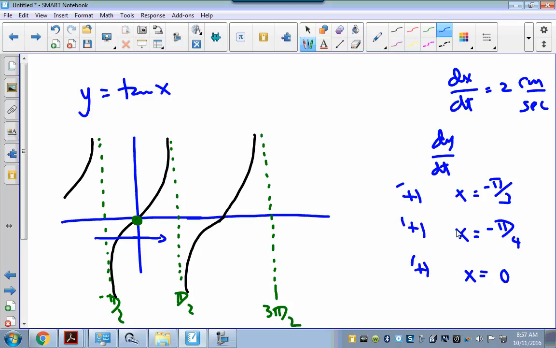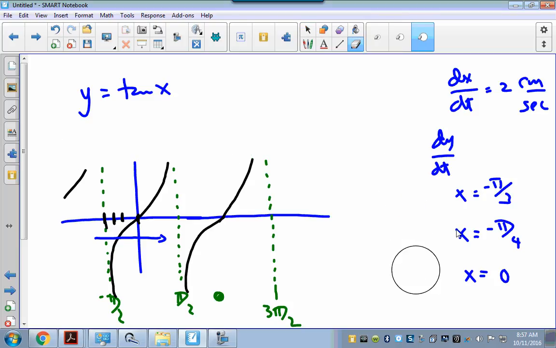Okay, so let's see, get the point out of the way. This is negative pi over 2 right here. So negative pi over 3 is right about there, and negative pi over 4 is right there, and obviously x is 0 is right there. Okay, so we have to find how quickly y is changing at those three x positions. Well, to do that, we need a rate equation. So here's our geometry equation, y is tangent of x, and here's our derivative equation.